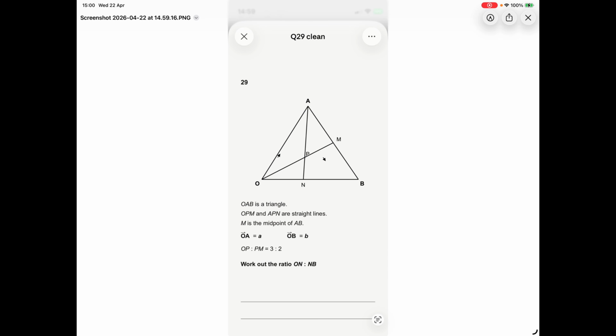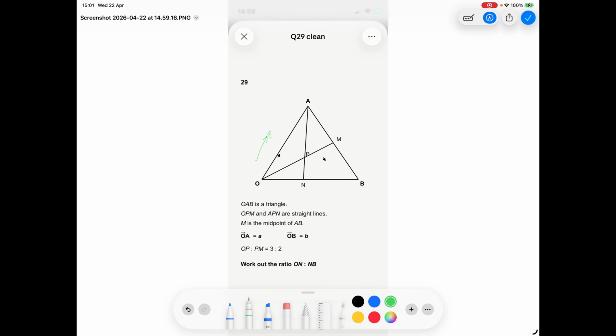This is a GCSE vector question, but it's one that was sent to me by my godson who I tutor, and it was annoying him. So we know that OA, this bit here, is a. We know that OB is b. And what we're trying to find out, and I'll put in everything else we know, is what ON to NB is. And we know it's got to be some aspect of b.